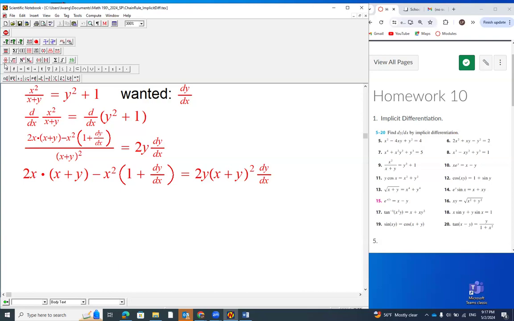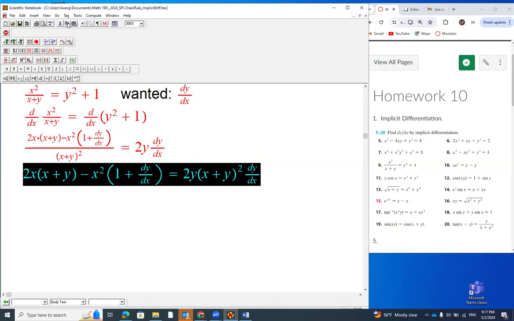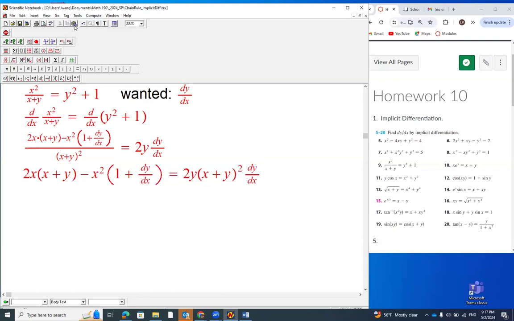And then we're going to distribute this negative x squared inside the parentheses. Okay, we can remove this. You can distribute that, but don't need to right now. So negative x squared times 1, we get negative x squared, right? And negative x squared times dy dx, that's going to be minus x squared dy dx.